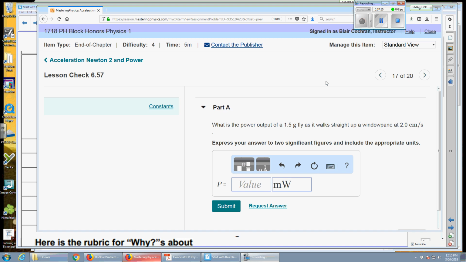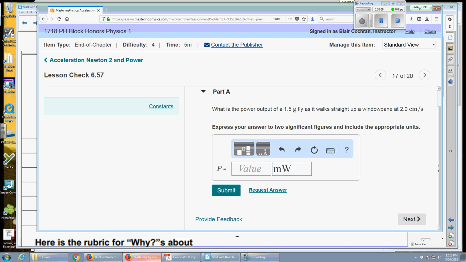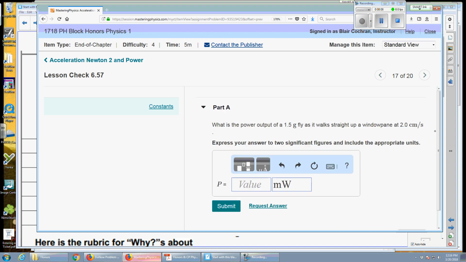All right, 17. Which has a fly walking straight up a window pane. This is one of those that says part A, but doesn't have a part B. Power output of a fly walking straight up a window pane at 2 centimeters per second. 2 sig figs, include appropriate units, and they put them in, and notice the units they put in, milliwatts.